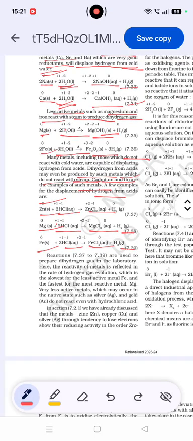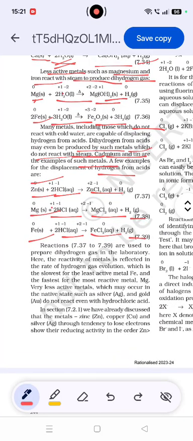Here these three reactions are used for preparing dihydrogen gas in the laboratory. The reactivity of metals is reflected in the rate of hydrogen gas evolution, which is the slowest for the least active metal iron and fastest for the most active metal magnesium.